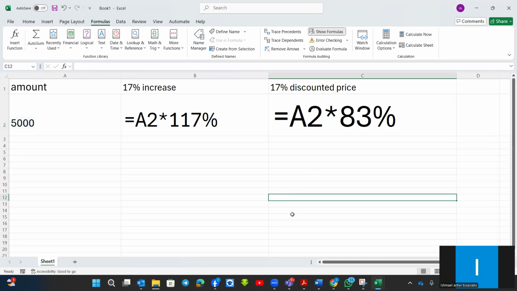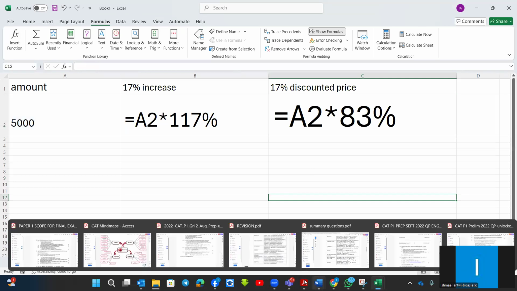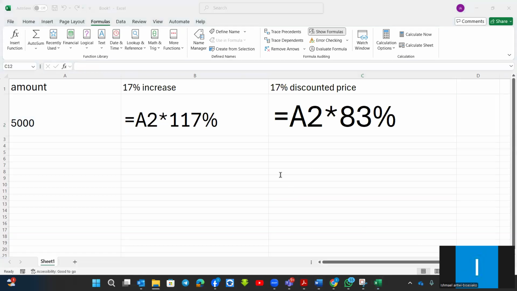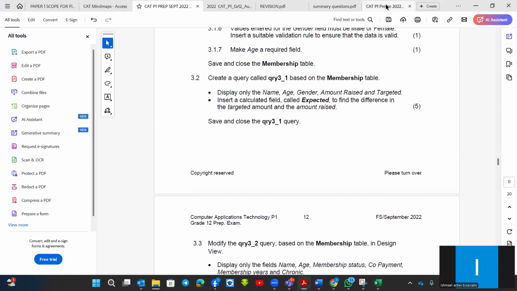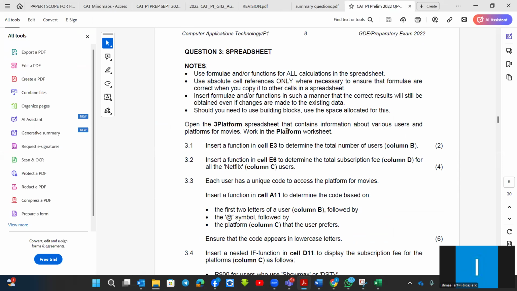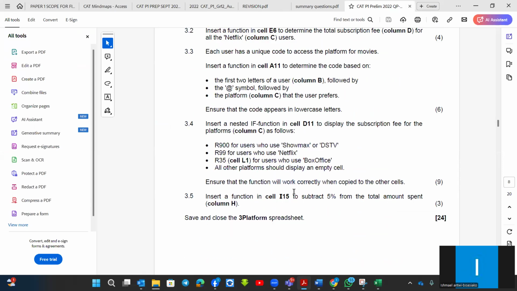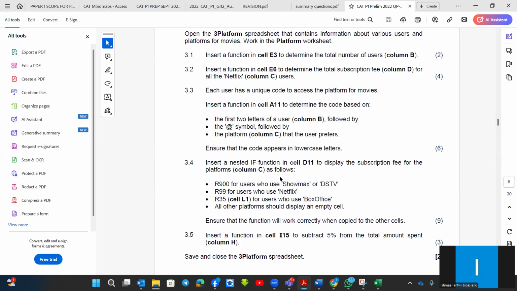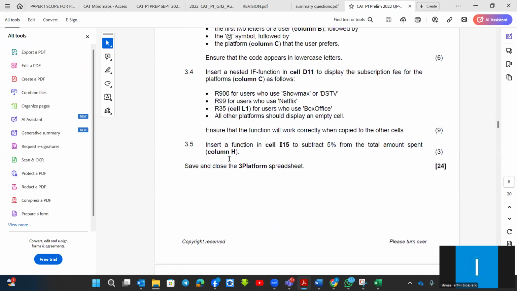Now, let me take one question here, which is from a Prep 2022 spreadsheet question from Houghton. It says, insert a function in cell I15 to subtract 5% from the total amount spent in column H. So here we are taking out 5% from the total amount, which is percentage decrease. So in this situation, the new percentage will be 95%.